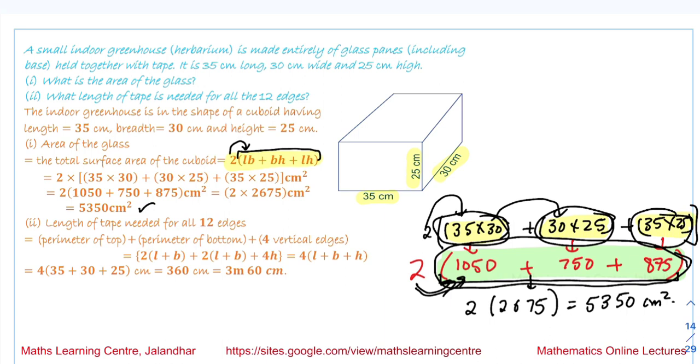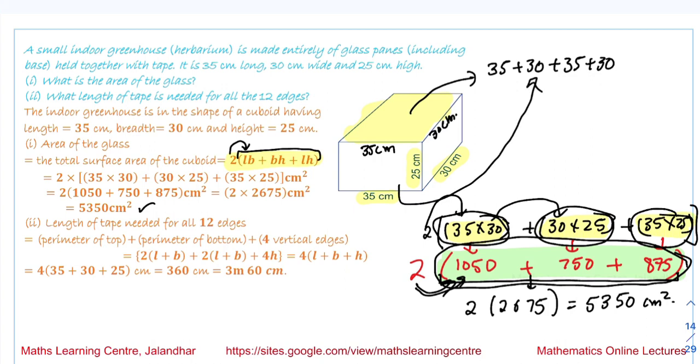Next we have to find the length of the tape. So we are talking about what is the perimeter of this top portion. This is just a box over here. We are saying this is 35 centimeter and this is 30 centimeter. So perimeter of this portion is 35 plus 30 plus 35 plus 30. What is the perimeter of this bottom portion? It is again this much portion we are talking about.